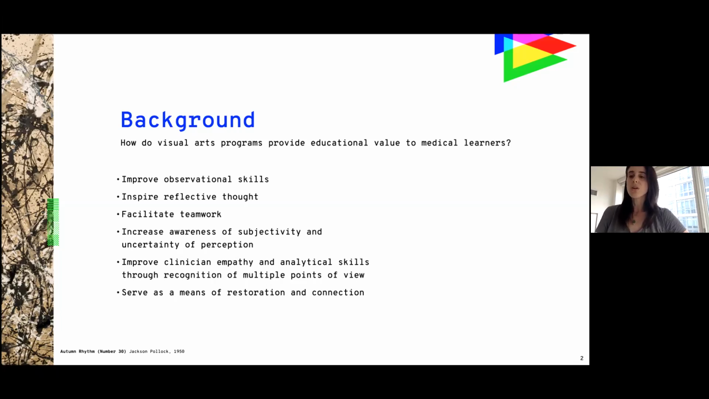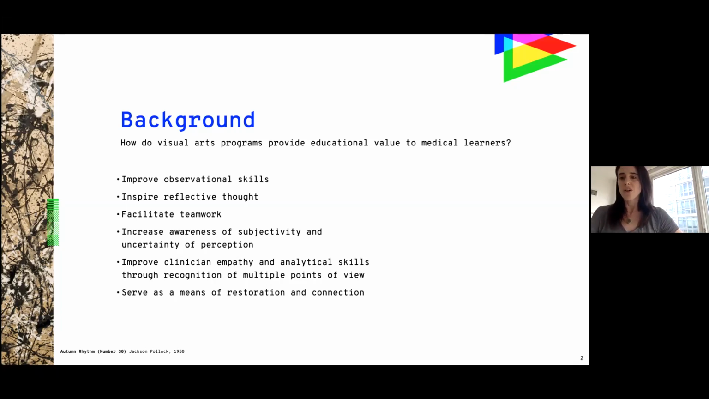We also found in that study that our visual arts teaching, which is done in a museum-based place rather than virtually, which may be what it will be moving forward, also served as a very important sanctuary for our students and was a place that they found restoration and connection to their colleagues.